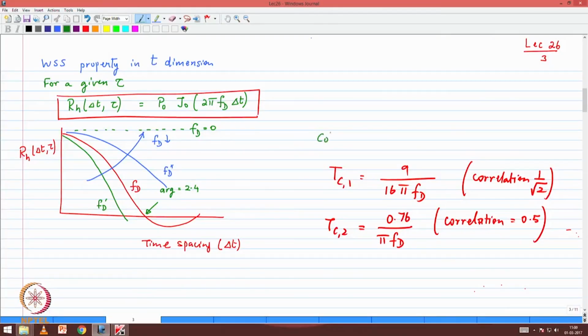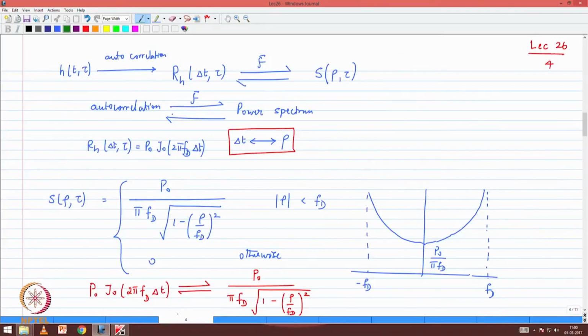coherence time. Two expressions for coherence time. This gives us a quantitative measure of how much correlation is there in the channel. One of the correlation measures was to reach a correlation value of 1 by root 2. So basically, if you were looking at a normalized Bessel plot, if this is 1, what is the value at which you reach 1 by root 2, and the corresponding value of the time would be a measure of the coherence time. Like that you can also do it for a correlation of 0.5. As we mentioned, TC1 is the more commonly used, so 9 by 16 pi fd is a very useful formula for us to remember.